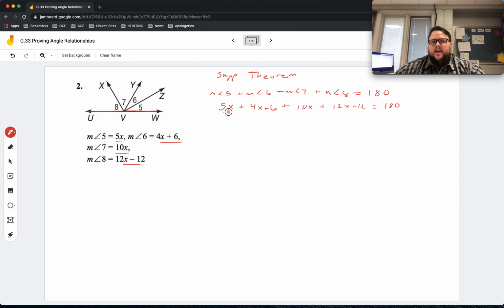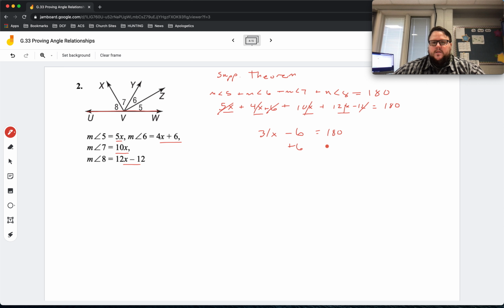So I'm going to combine my like terms. I'm going to put all my x's together. 5x plus 4x is 9x. 9x plus 10x is 19x. 19x plus 12x is 31x. So I put all the x's together, now I can cross those out. Now I'm going to look at my numbers. I got 6 and negative 12. So 6 minus 12 is minus 6. Now my numbers are together. Equals 180.